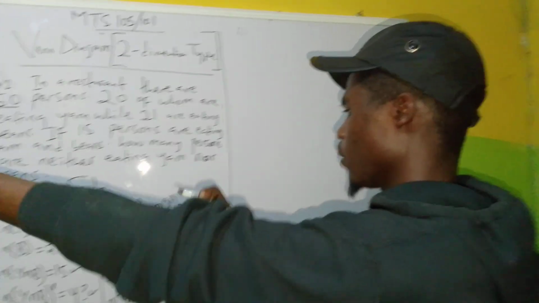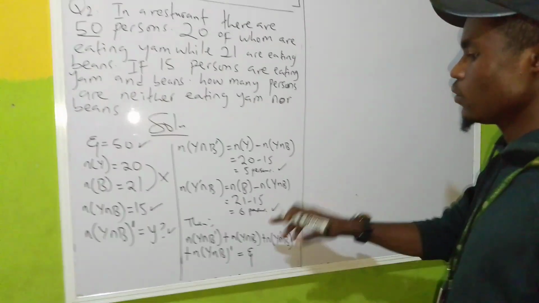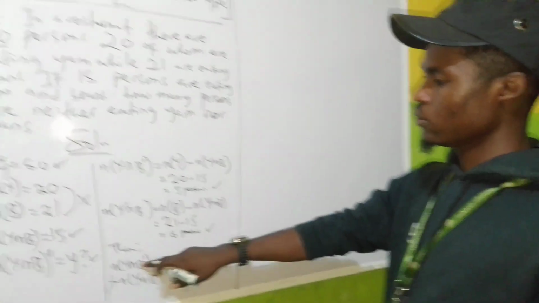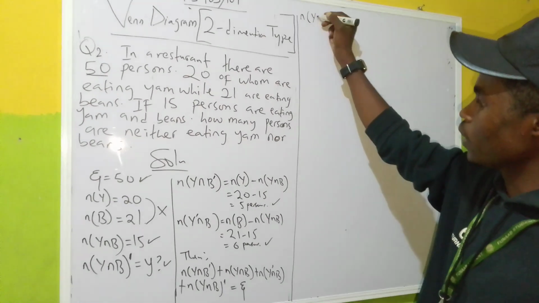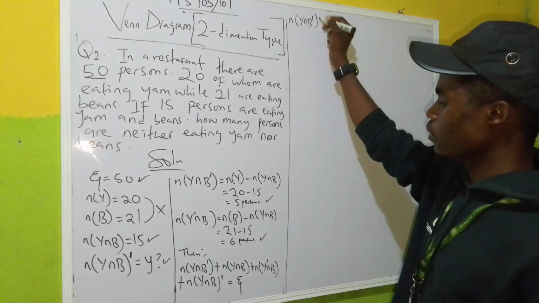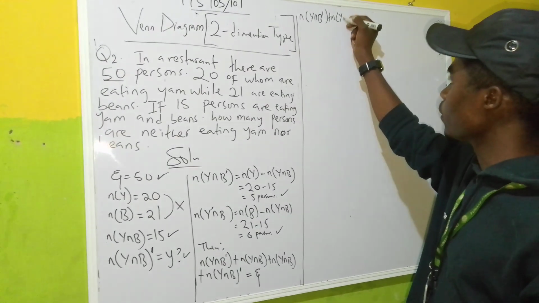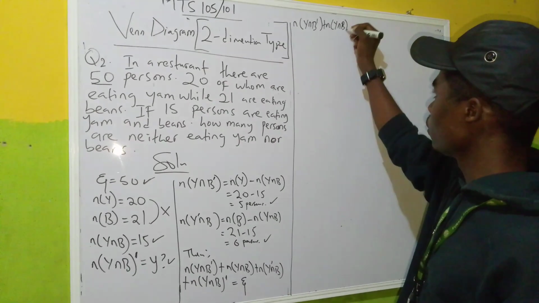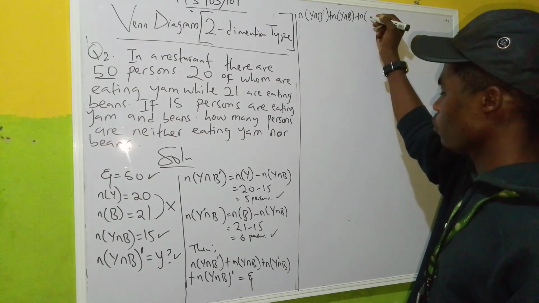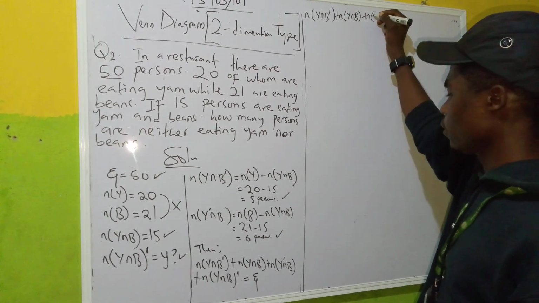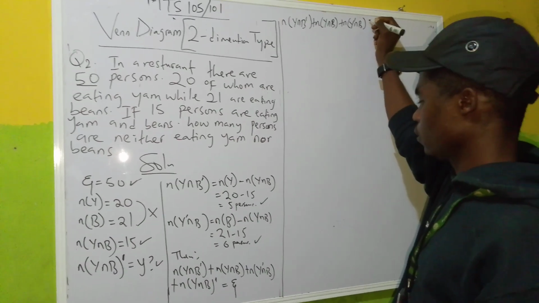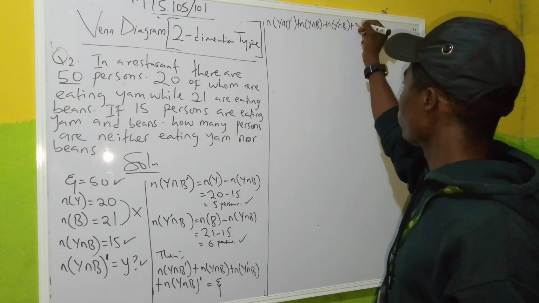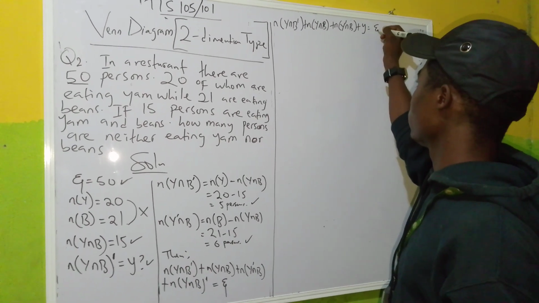Alright, we are moving on. So this one now, I'm going to write it here. Number of yam intersection B prime, plus number of yam intersection B, plus number of yam prime intersection B, plus y equals to this.